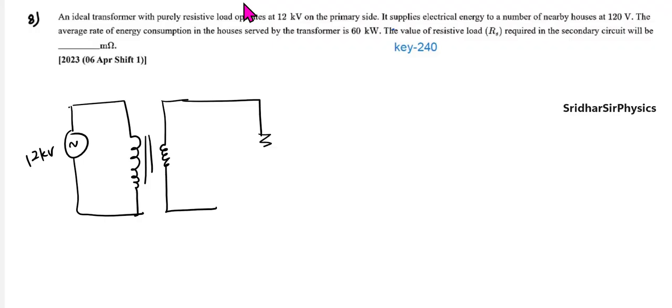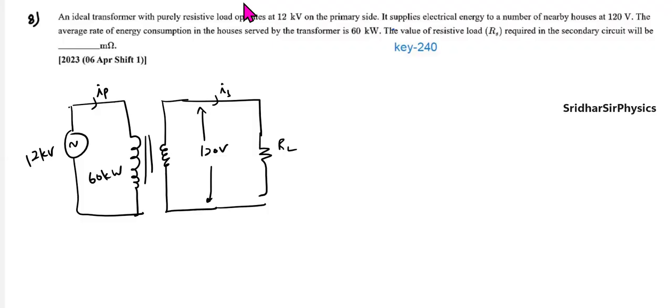And this is the resistive load, RL. Then the value is also served by the transformer: 60 kilowatt. What is the power of the transformer? 60 kilowatt. Then here it will have some primary current, and here the secondary current. And how much voltage drop do you need here? 120 volt.